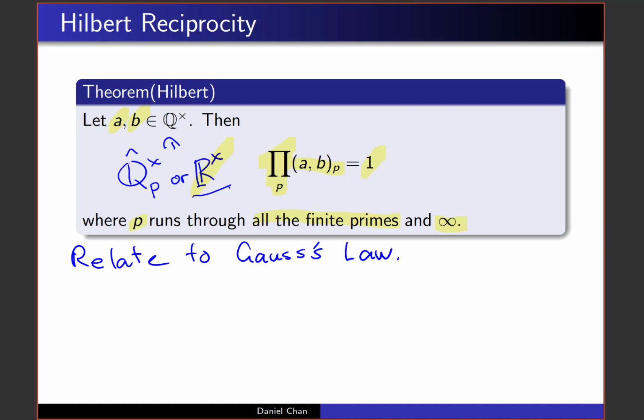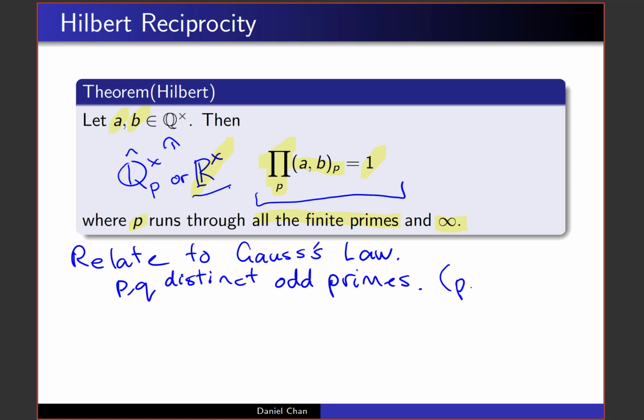So how does that work? So in that case, what you have is you're looking at P, Q, distinct odd primes. And let's see what values occur here. Okay, so for example, one of the values is (P, Q) at infinity. Now here we're going to assume that these are greater than 0. Okay, the formula works if they're negative as well and gives you interesting things. But in this case, since they're both positive, this is equal to 1. So there's a 1 there.